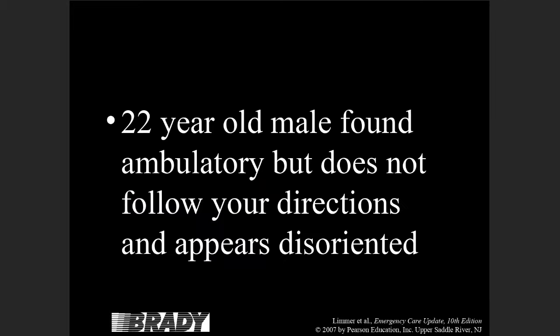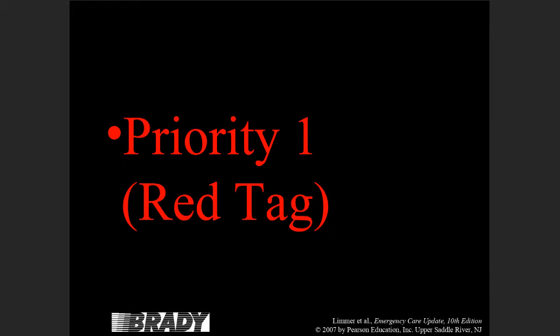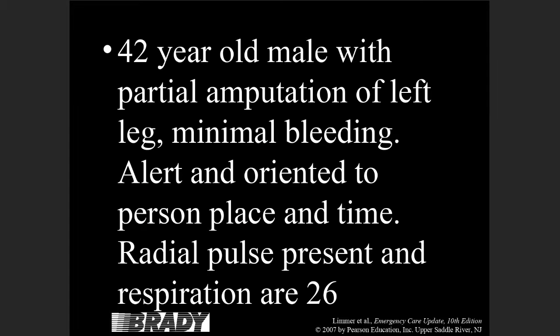Okay, good. Let's see. 22-year-old male found ambulatory but does not follow your directions and appears disoriented. So instead of going to the parking lot across the street, he kind of circles around like he's in his own orbit. Yep. Priority 1 red tag. No reason to assess respirations, no reason to assess the pulse. His mental status is crashing. He's priority 1.